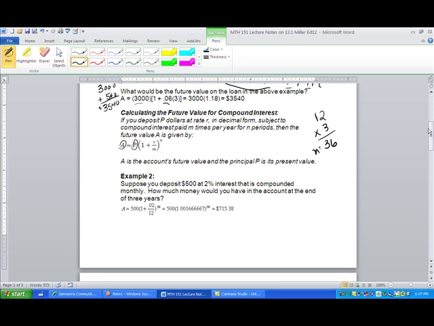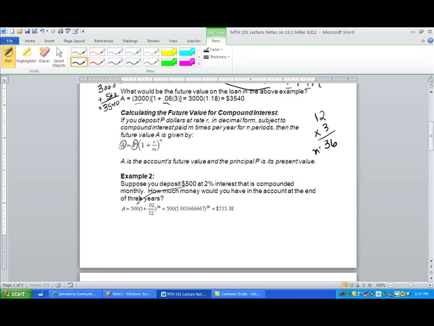Okay, suppose you deposit $500 at 2% interest that is compounded monthly. How much money would you have in the account at the end of 3 years? Okay, and I'm going to tell you a way to enter this into the calculator so that you don't have to do any rounding. Let me talk about that for this one after we go over.